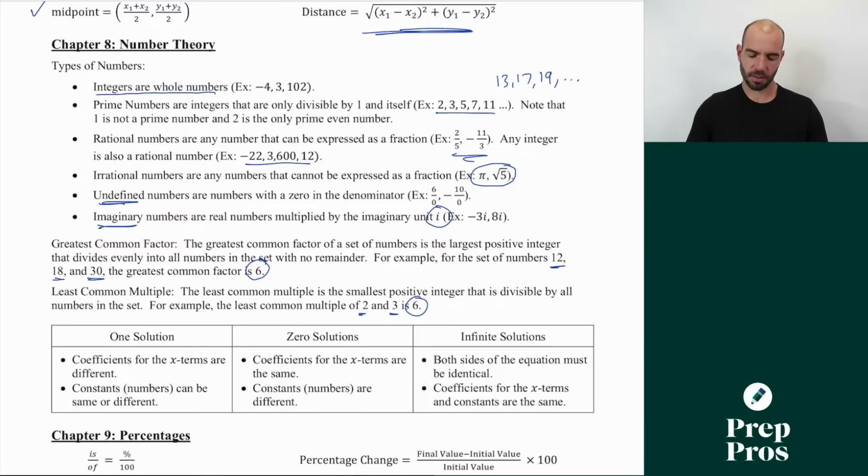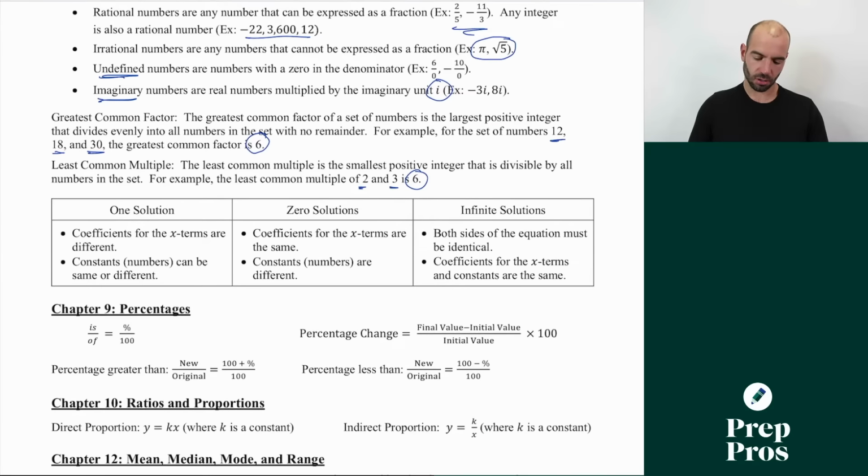Other times I might ask you about these weird one, zero, no solutions questions. So for an equation to have one solution, let's say if I have something like 6x minus 5 equals 8x plus 2, we could actually go through and solve that equation. So if we see the coefficients for the x terms are different, like here 6x and 8x are different, that's going to lead to one solution. The constants, the numbers, could be the same or different.